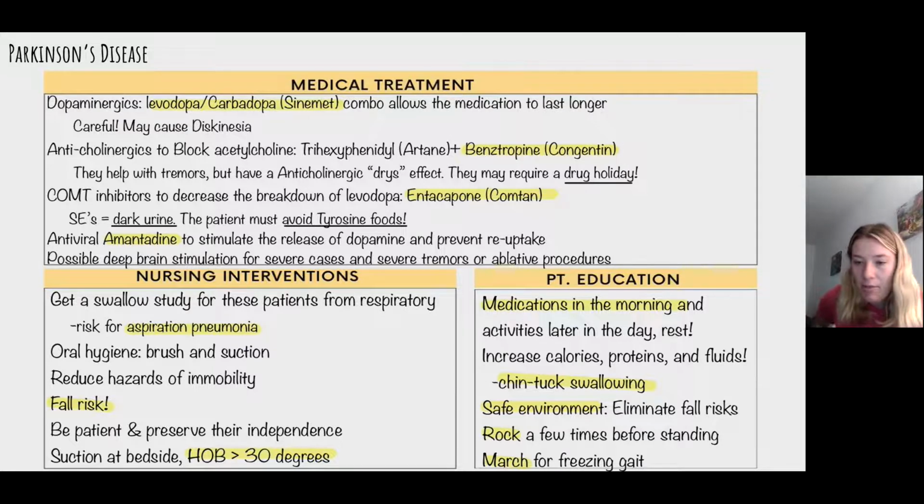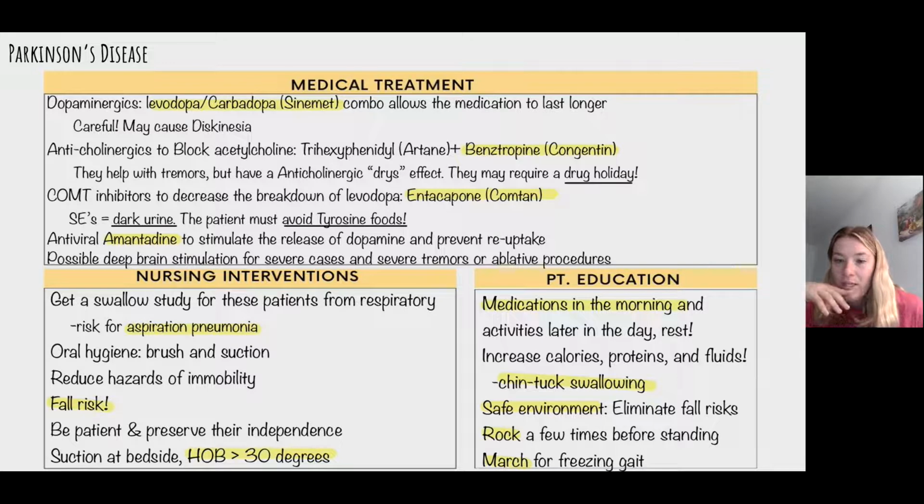So what are we concerned about with these patients? Again, when you're asking yourself this, airway, breathing, circulation. Let's start with airway. We really want to get a respiratory consult to do a swallow study. Why? These patients have difficulty swallowing. They drool a lot. We went back to our symptoms. What am I concerned about? That they're not going to be able to swallow.